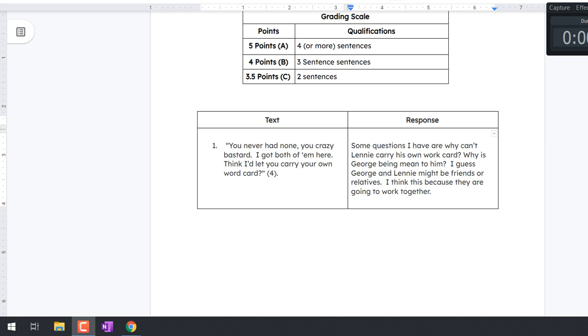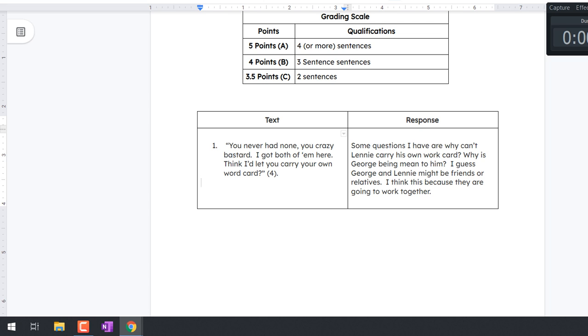So let's look at an example I wrote here for you. For reading number 1, pages 1 through 8, I chose the quote, "You've never had none, you crazy bastard. I got both of them here. Think I'd let you carry your own word card?" So this is George talking to Lenny. I thought it was just interesting that George wouldn't let Lenny carry his word card. And I also think it's interesting that George is being almost mean to Lenny.